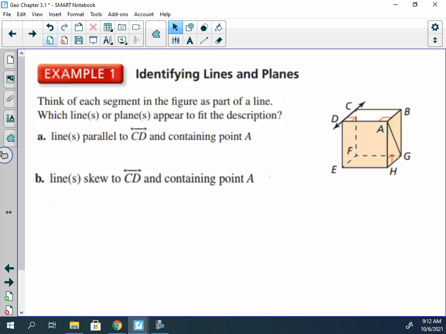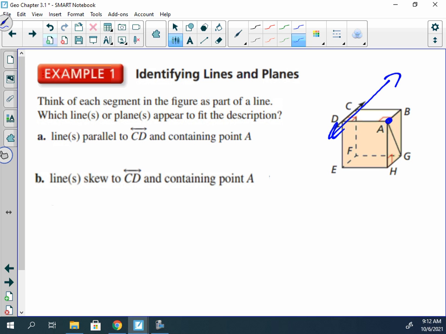Now, what we'll be mainly doing today is identifying lines, segments, and planes that follow the information that's given. Think of each segment in the figure as a part of a line, which lines or planes appear to fit the description. So we're just naming the line or plane that fits the description. So A: line or lines parallel to CD and containing point A. So we have the line CD, and we want a line parallel to it that contains point A.